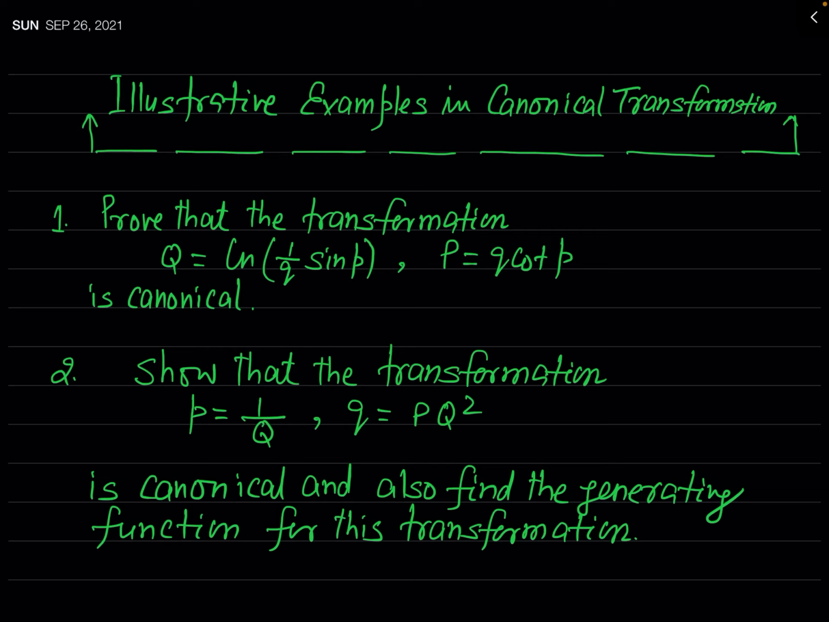Definitely there will be a transformation equation given in your problem, and you have to show that the given transformation is canonical. If you use the condition for exact differential, then you can easily show that the given transformation is canonical. For that, I have taken two important examples, which I have mentioned here. The first one is: capital Q equal to ln (sin p over q) and capital P equal to q cot p. And then we have to show that this transformation is a canonical transformation.